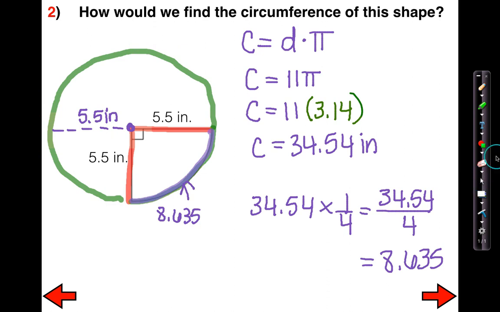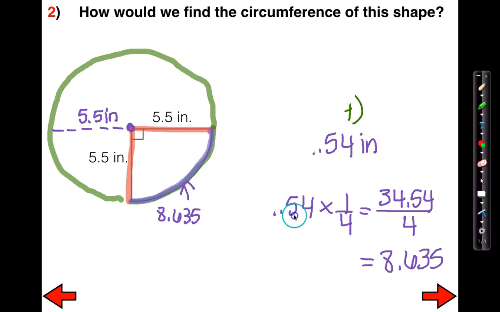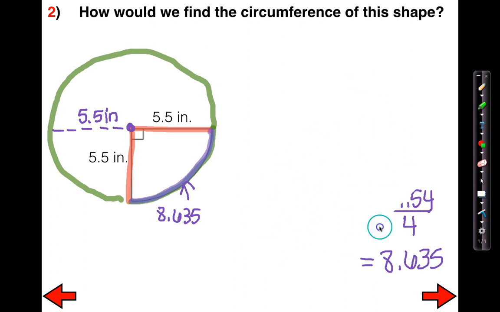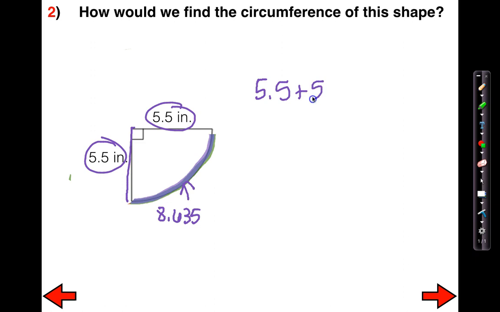So now that I have that, what I'm going to do is add up all the lengths of this bookshelf. So let me just go ahead and erase some of this stuff so that we can have a clear slate. So here we go. First, we're going to add this length here, which is 5.5. Then we're going to add this length here, which is also 5.5. And last but not least, we would have to add this length, which is 8.635.